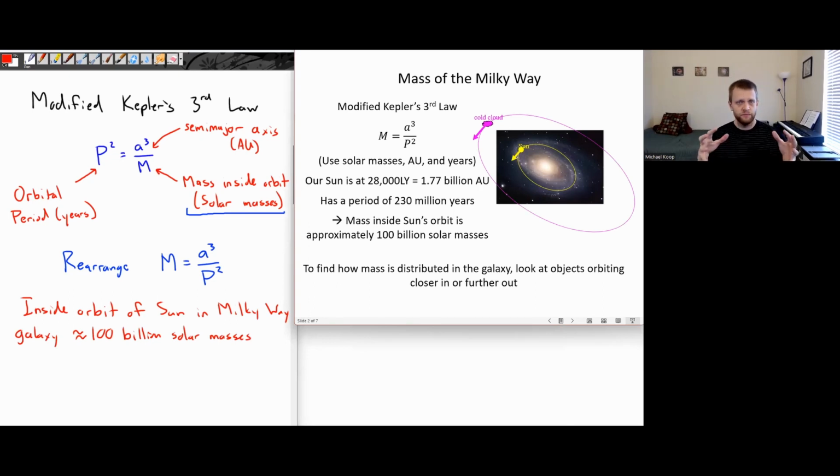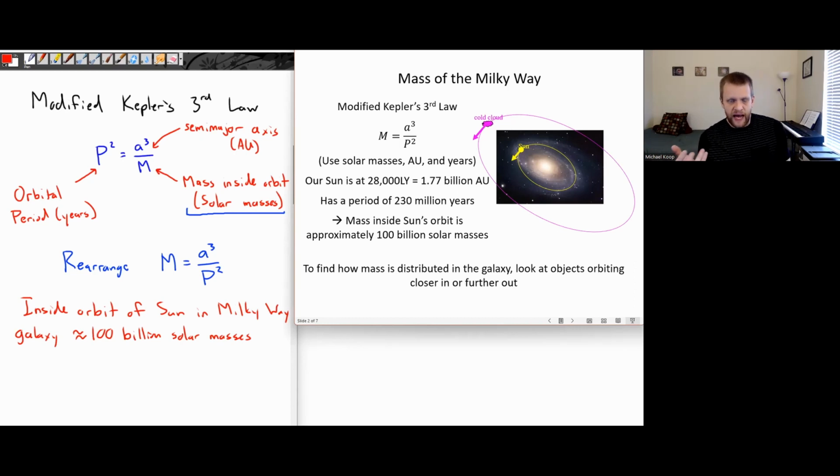Now, we might not just want to know how much mass is inside of the orbit of our sun. We might want to know how is that mass distributed? Is it all right near the center? Is it evenly spread out? Is it clumped in different kinds of ways?